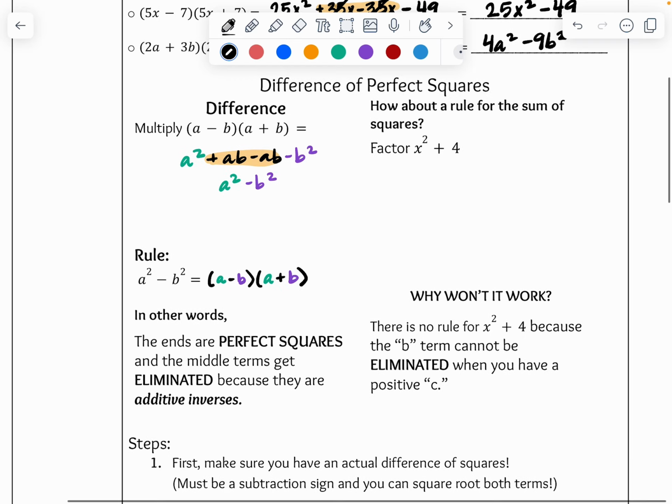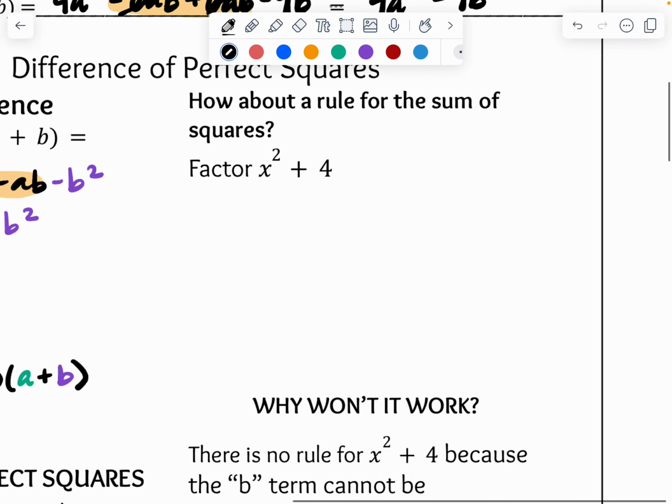Okay, so let's also quickly talk about a sum of squares. So if perfect squares are being added, the same rule does not apply. Because if we take the square root of the first term, which is x, square root of x squared is x, and the square root of 4, you can put that in your calculator. Square root of 4 is 2.